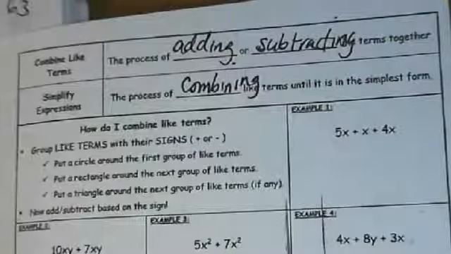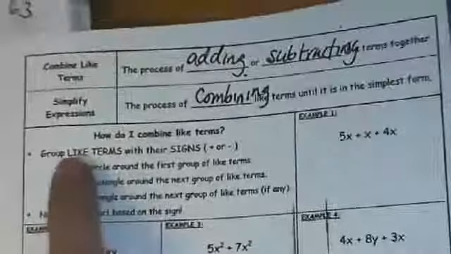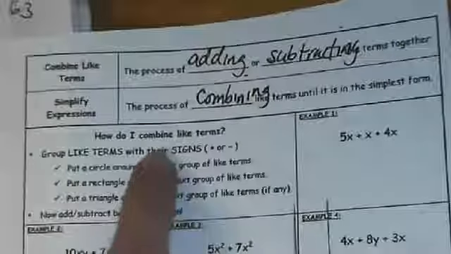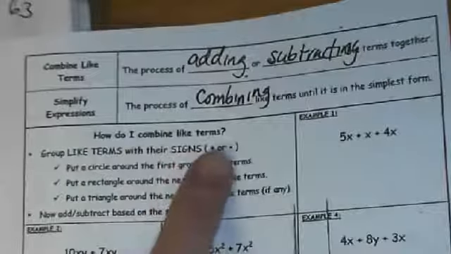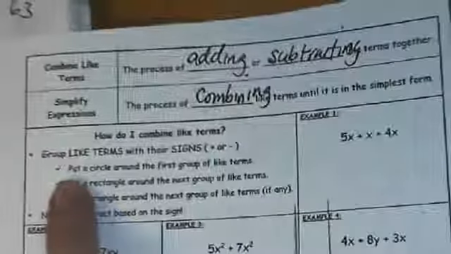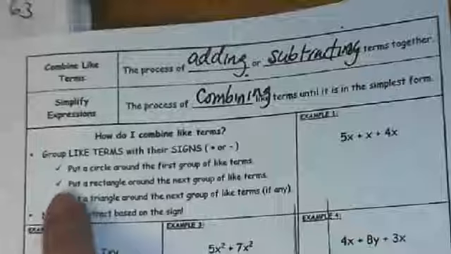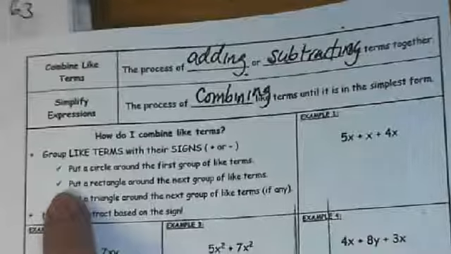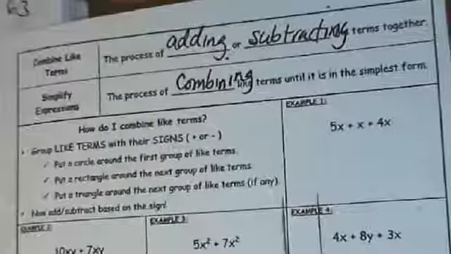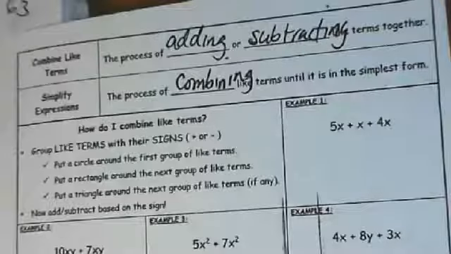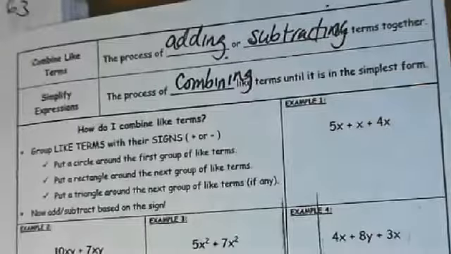Okay, first of all, you want to group like terms with their signs, plus or minus. You want to put a circle around the first group of like terms, a rectangle around the next group of like terms, and a triangle around the next group of like terms, if any. Then you subtract or add based on the sign.